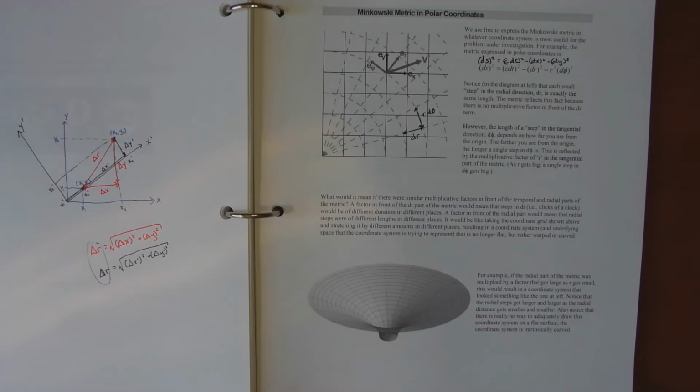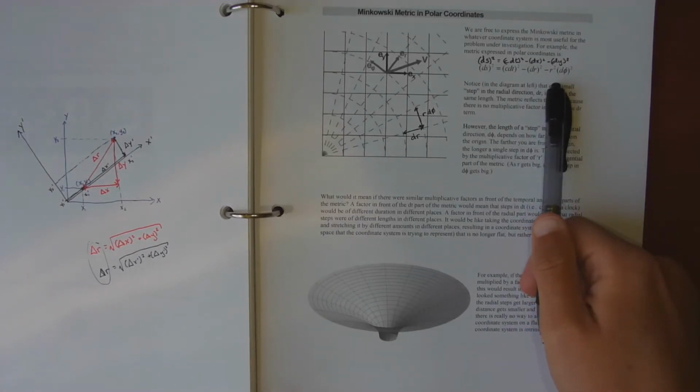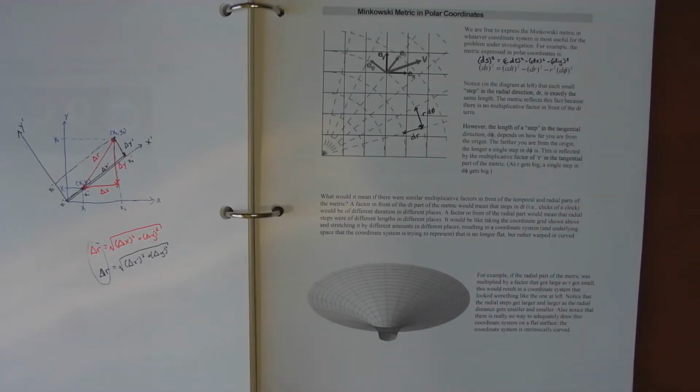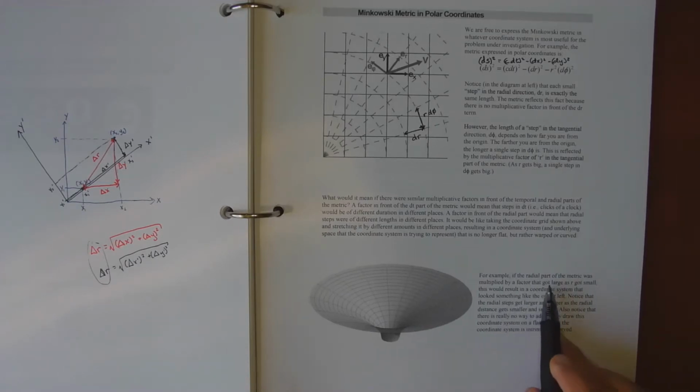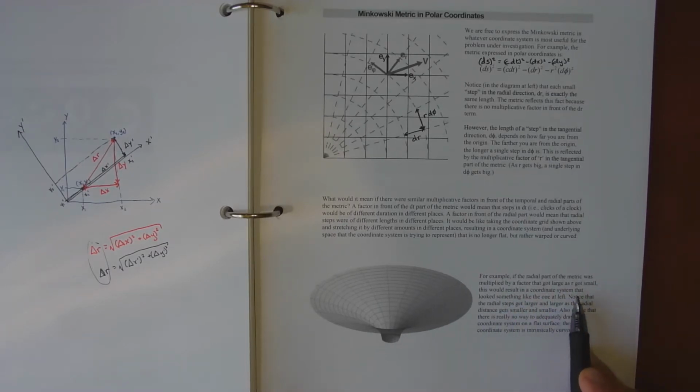Okay, now for our metric for curved space-time, there's going to be a factor in front of the dr squared and a factor in front of the r squared d phi squared. Now, what happens if you multiply the dr squared by something? If the radial part of the metric was multiplied by a factor that got large as r got small, this would result in a coordinate system that looks something like the one that we have at the left.